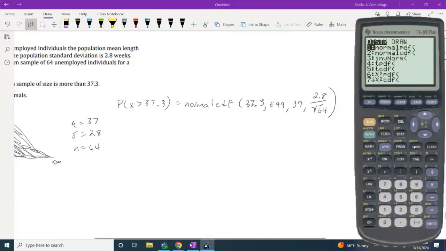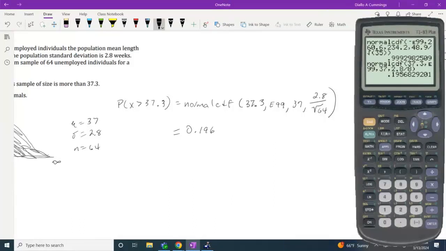So we're just going to put this into the calculator. This is the normal CDF. The lower limit is 37.3. The upper limit is infinity, which is represented as e to the 99th power. We're going to put in the mean, which is 37. The standard deviation for the sampling distribution is 2.8 divided by the square root of 64, which is 8. So I'll just put in 8, close off my parenthesis, and we have 0.196 as the probability that the sample mean is more than 37.3.